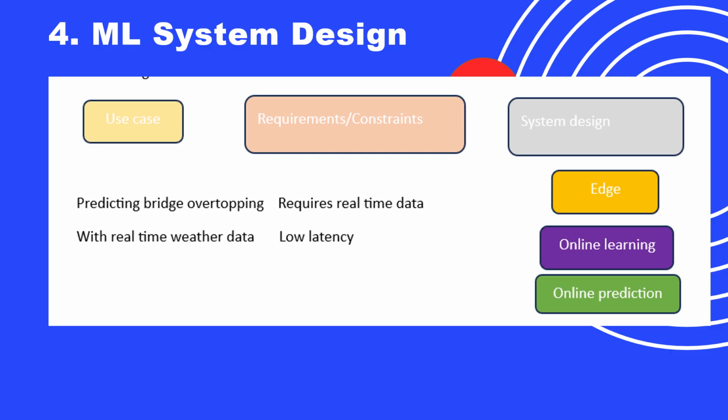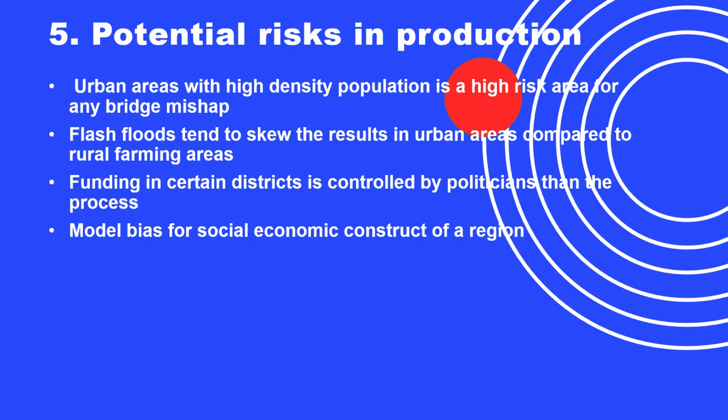System design: I would use edge, and online learning and online prediction for this design. Potential reduction in high traffic urban areas, which tend to carry vital traffic for bridges and where commerce happens, can help the local economy, more than safety alone, which can put public property in danger.